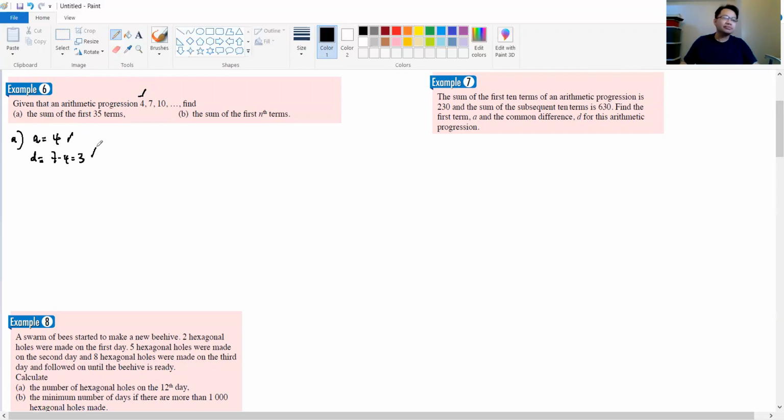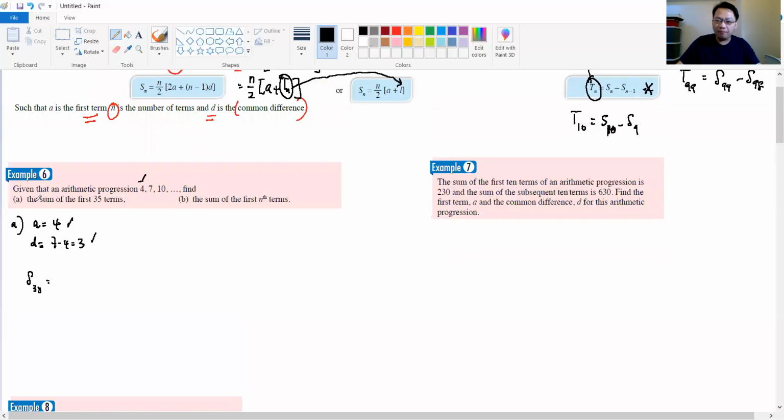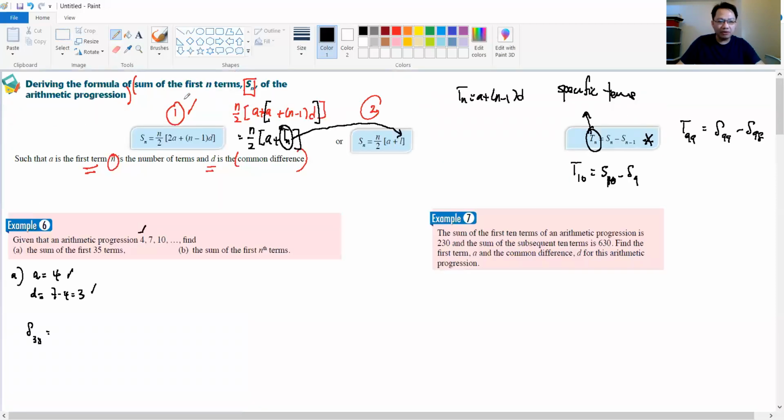Now you want to find the sum of 35 terms, so it will become S35. Since we have two formulas, which formula do we need to use? We need to apply the first formula. We cannot apply the second formula because there is no last term here. Nampak? We have 4, 7, 10, and then dots, but at the end of the dots there is no number. That's why this sequence doesn't have a last term, so we need to apply the first formula.